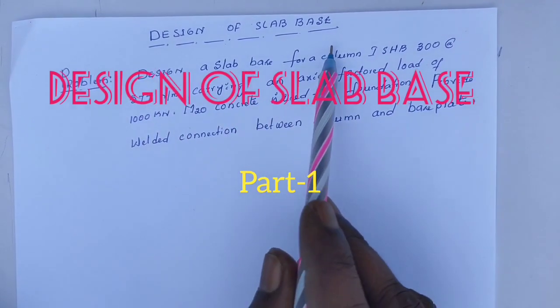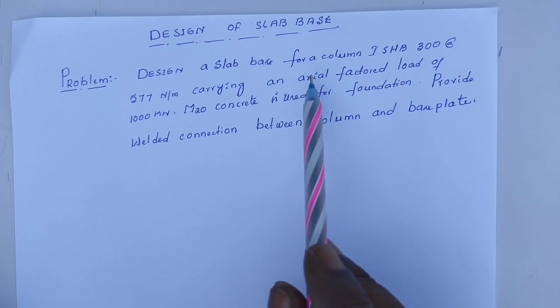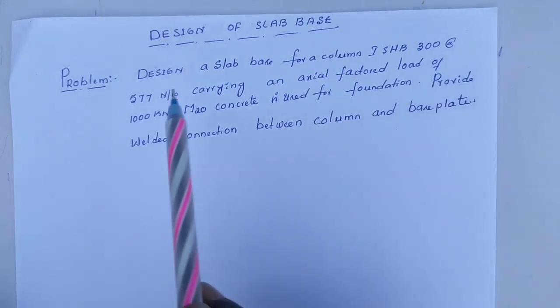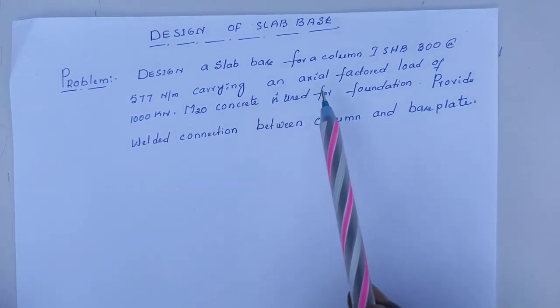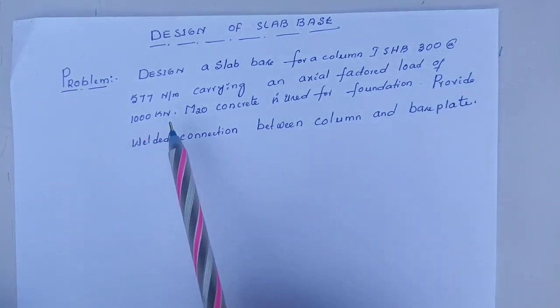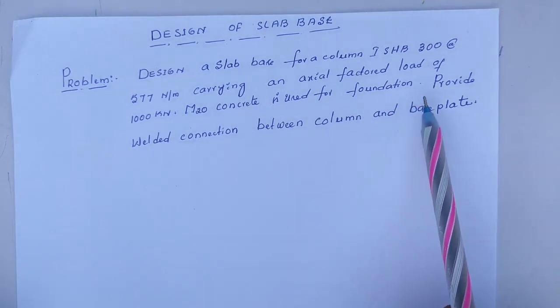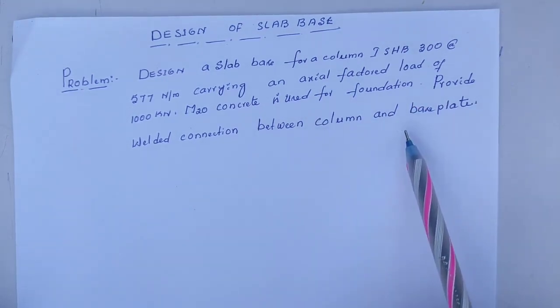Design of slab base problem. Design a slab base for a column ISHB 300 at 577 Newton per meter carrying an axial factored load of 1000 kilonewtons. M20 concrete is used for the foundation. Provide a welded connection between the column and base plate.